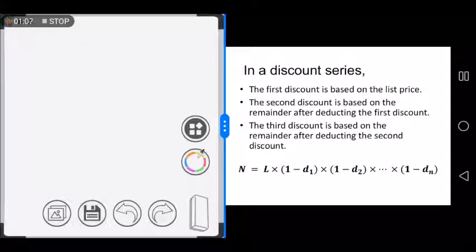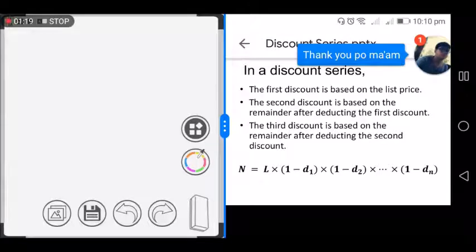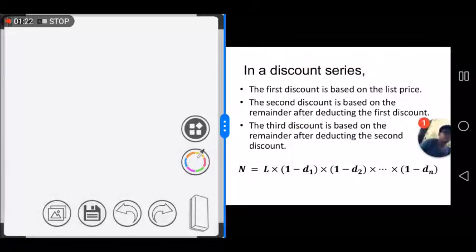pag-multiply. So, pag minultiply yung rate sa atin pong list, we get the discount, then subtract it from the list price. Then, yung kasunod, we multiply the result to the next given rate. Then, kung ano man ang maging resulta doon, subtract ulit dun sa naunang result. So, tuloy-tuloy lang siya. Okay?